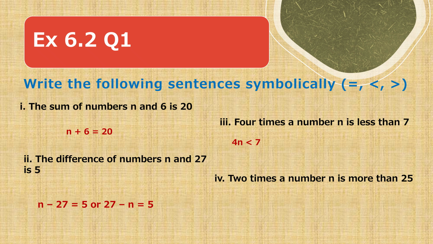Next is 2 times a number n is more than 25. Here more means the greater than symbol. So here we will say that 2n is greater than 25.